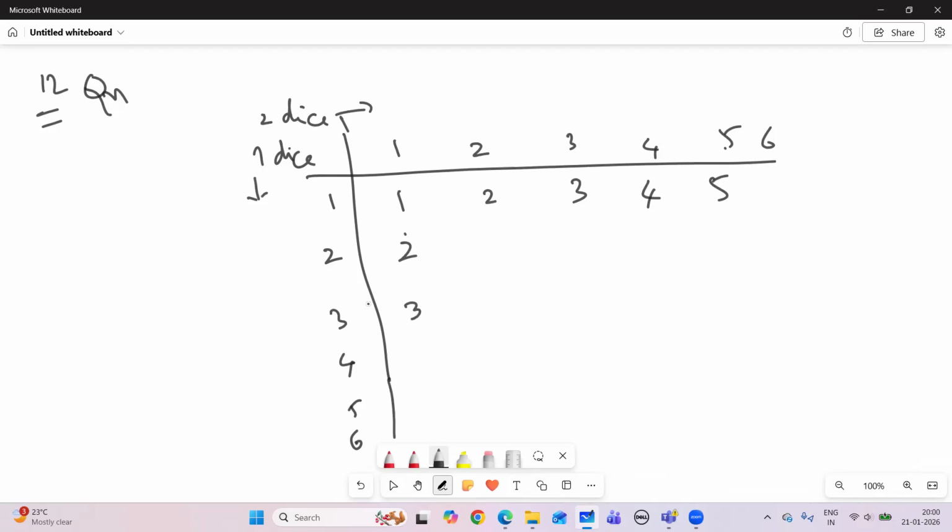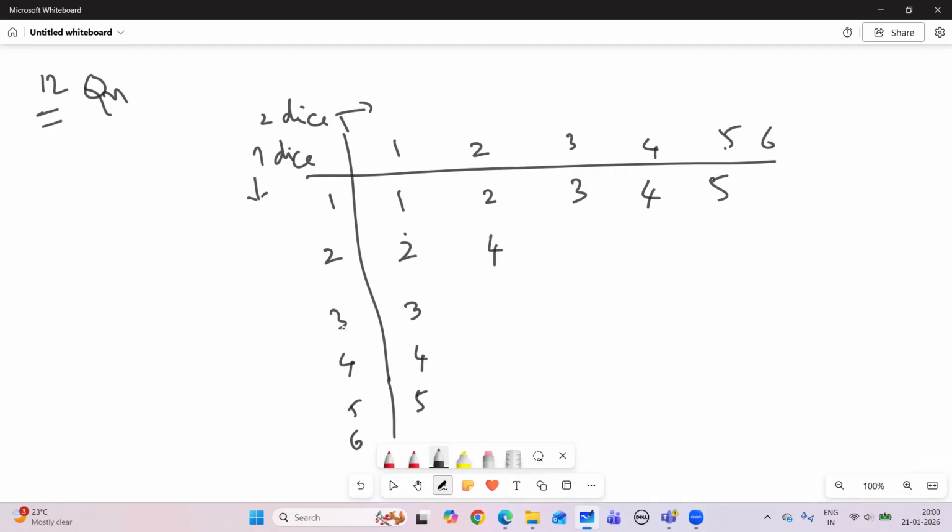3 into 1 is 3. 4 into 1 is 4. 5 into 1 is 5. 6 into 1 is not allowed, because the product is 6. 5 into 1 is 5, the product is less than 6. So 2 into 2, 4, is allowed.